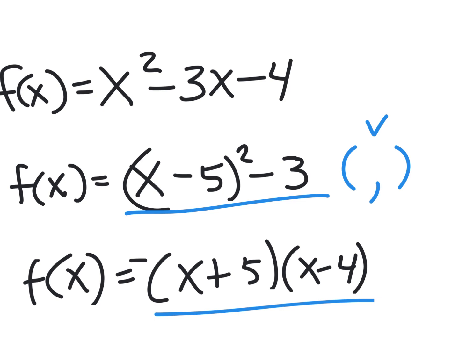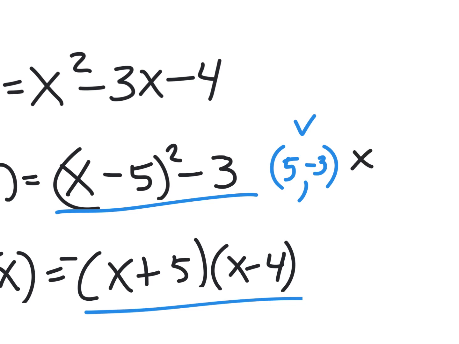Afton, what'd you get for the vertex? 5, -3. Good. Next, I also right away can tell from that the axis of symmetry. What's the axis of symmetry? Madison, do you know the axis of symmetry? Hint, it's the axis of symmetry. It's just x equals 5. It's the x of the vertex.